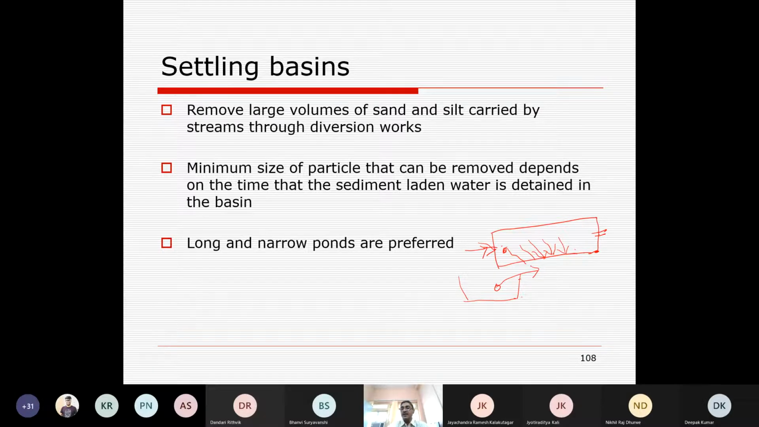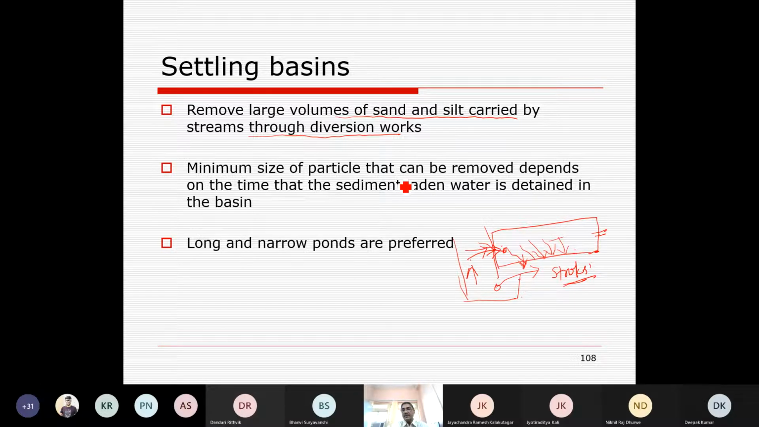So the settling basin is the first condition, which is basically a kind of pond which allows the heavier suspended particles to settle, and it is governed by, as you have simply learned, Stokes law. Means it takes some time to automatically settle the heavier particles because of gravity, size of the particles and density of the fluid, that is simply water here. So the settling basin removes a large volume of sand and silt that is carried by the stream through diversion work, means water is diverted from this river or channel to this settling basin.